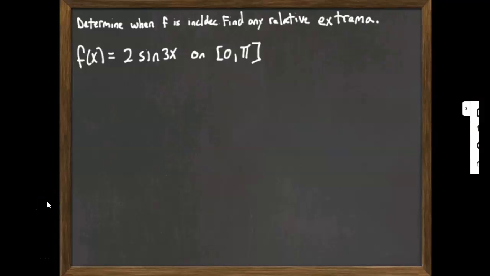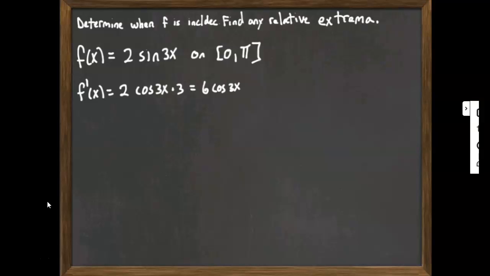In this video, we're asked once again about finding increasing and decreasing behavior and also, again, relative extrema. So the function we're given here is f of x equals 2 sine 3x. We're limited only to the interval 0 to pi. So as we've done before, first step, as is the case pretty much in most of what we do throughout this chapter, find the derivative.